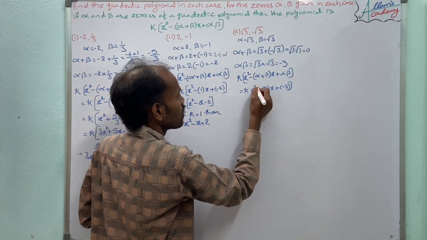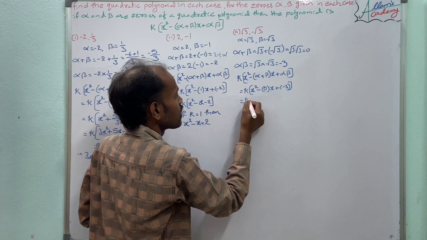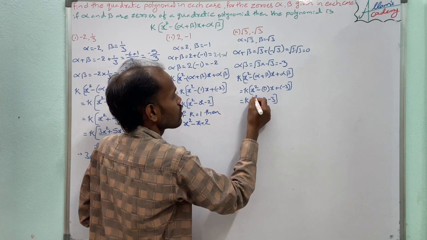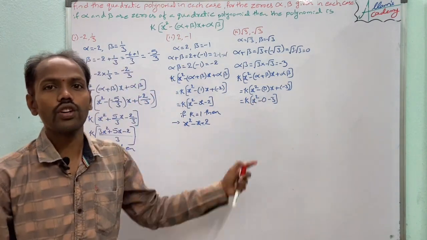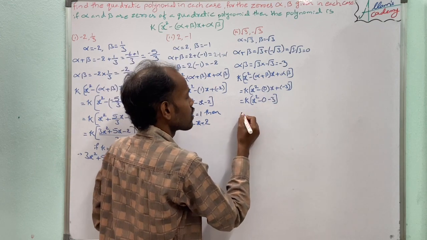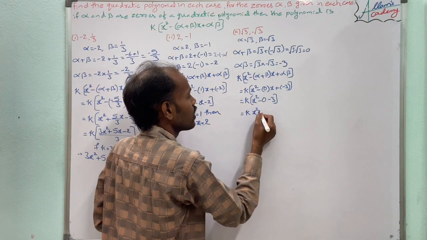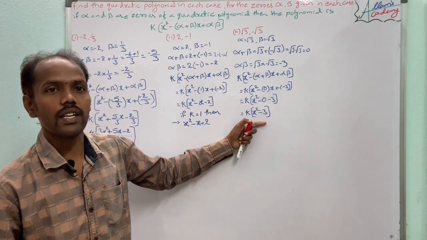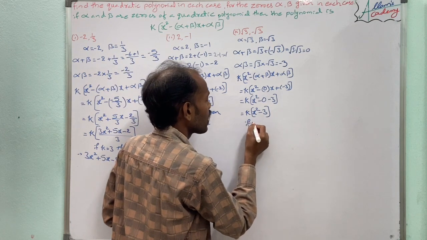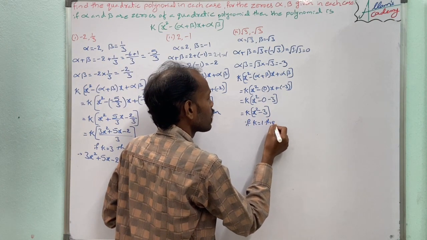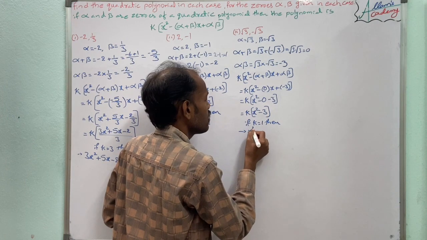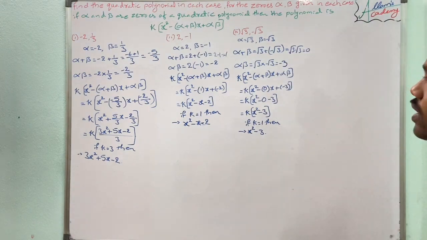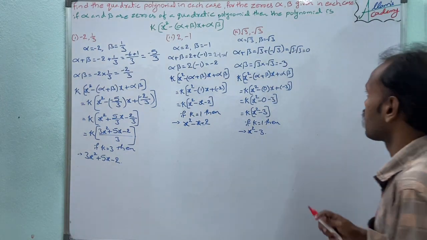So substituting 0 into x, that is nothing but 0, plus into minus is minus. So k into x square minus 0 minus 3. Minus 0 minus 3 is nothing but minus 3 only. So k into x square minus 3. Here also the denominator is 1, so we take k equal to 1. Then the quadratic polynomial is x square minus 3 if the zeros are root 3 and minus root 3.